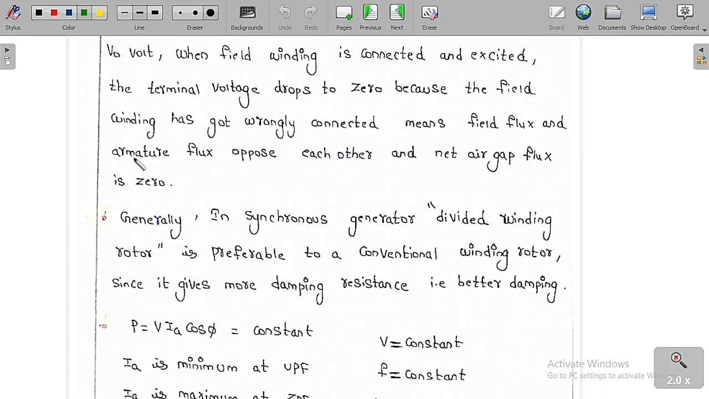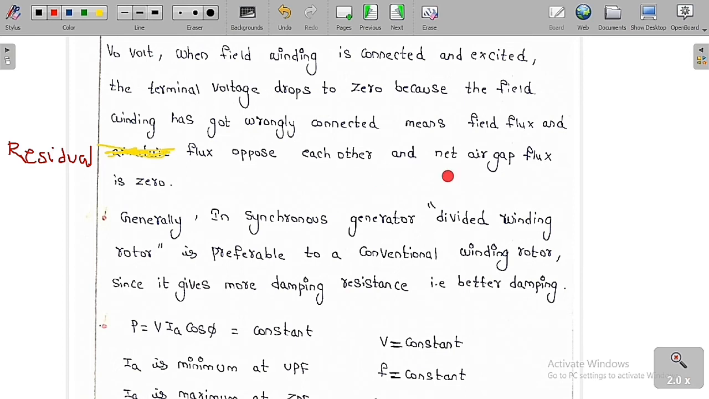So therefore, a DC shunt generator when driven without connecting field winding shows an open circuit terminal voltage of V0. V0 is the voltage because of the residual flux. When the field winding is connected and excited, the terminal voltage drops to zero because the field winding has been wrongly connected, meaning field flux and the residual flux oppose each other.